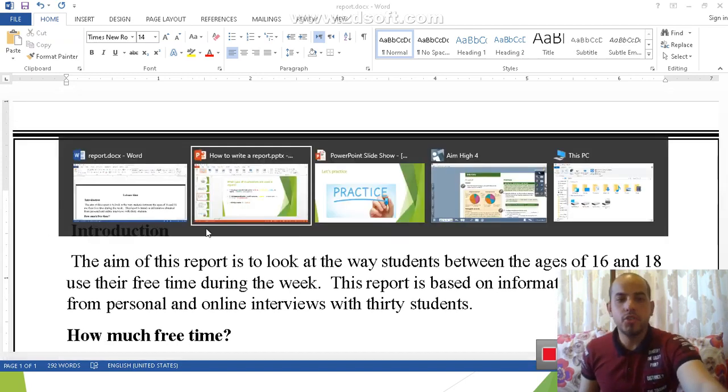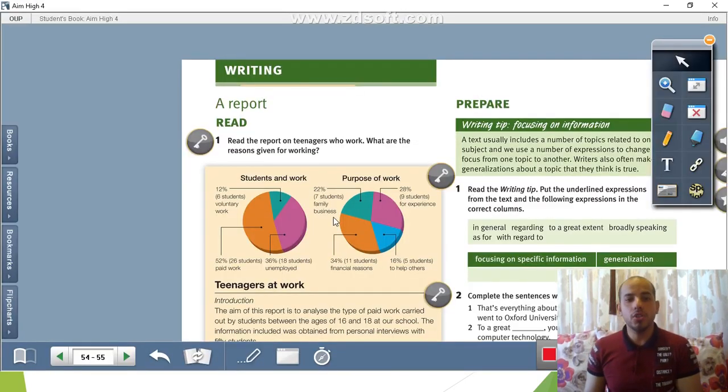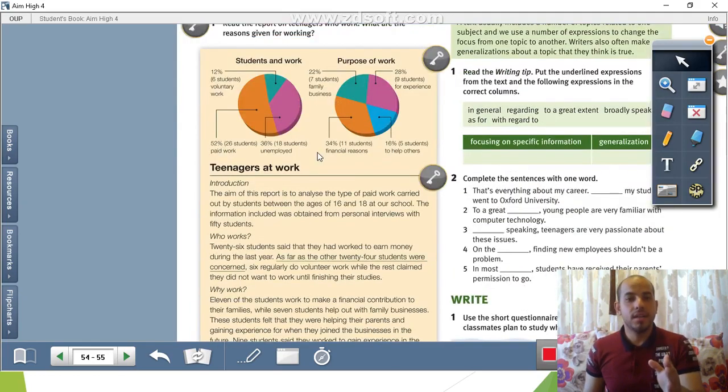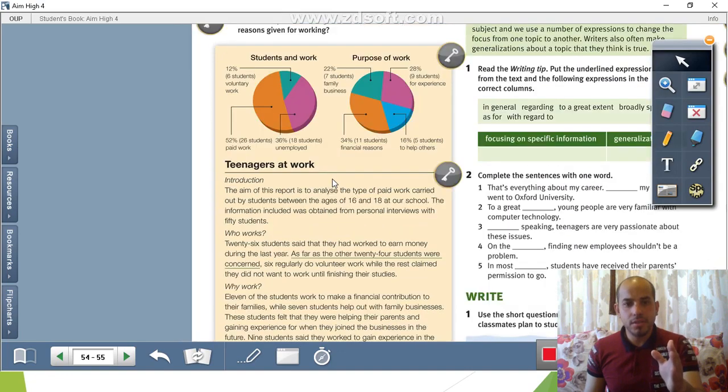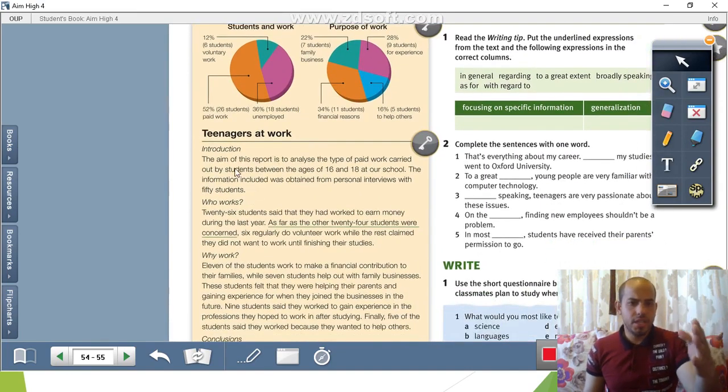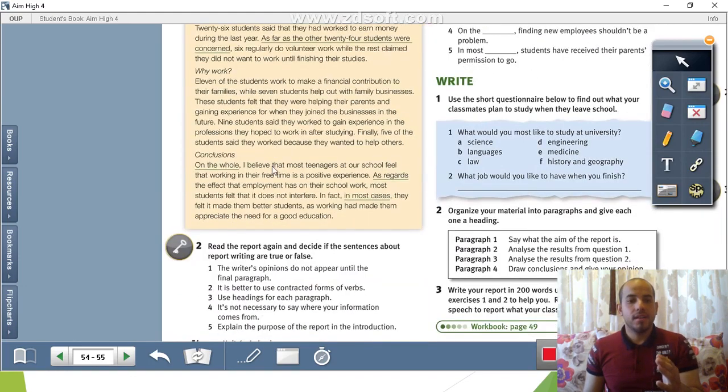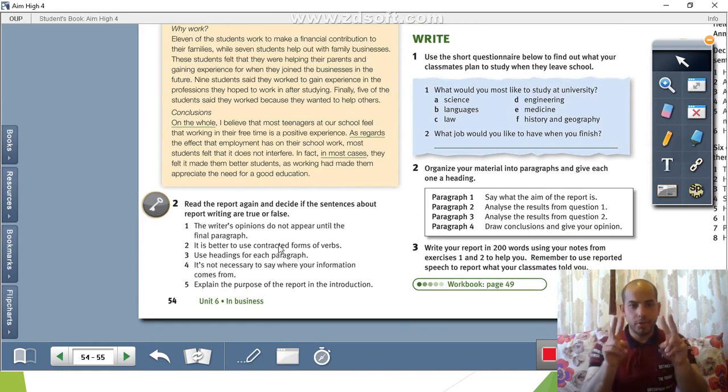Now, when we move to our student book here, this is also a different pattern, okay? That talks about reports. This is a report that talks about teenagers at work. What I want from you to do is to solve exercise number 2. Okay, you have to read the report and decide if the sentences about report writing are true or false. For example, the writer's opinions, I mean the writer of the previous report, do not appear until the final paragraph.